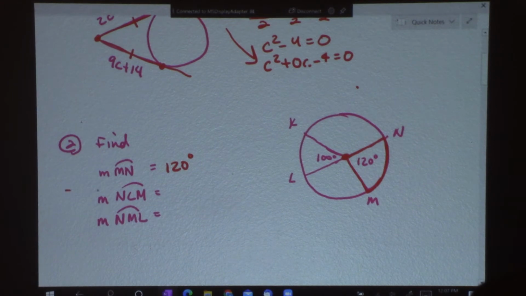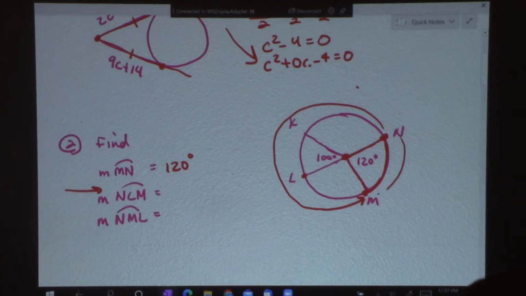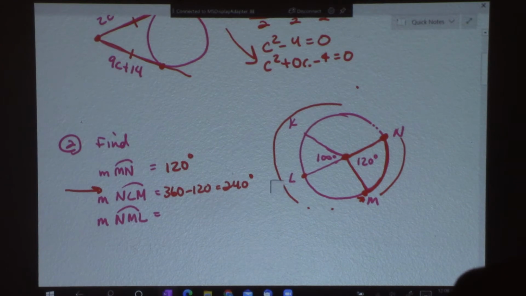Okay, now be careful how you read this. We read this NLM. Order matters. So I'm looking at N, L, M. So that's going to be this part of the circle. It's the whole angle there. Now I know a whole circle is 360, so if I subtract this part, then I get 240, and that's my answer. All right, now let's look at a different arc.